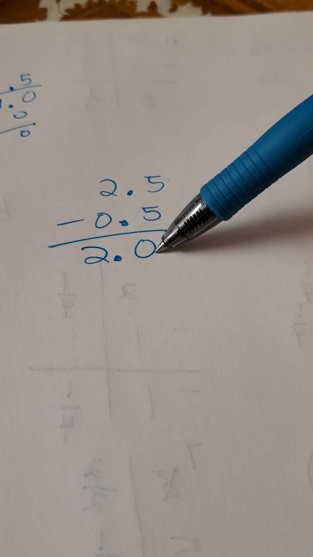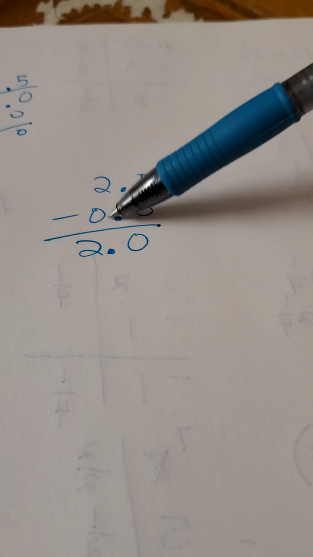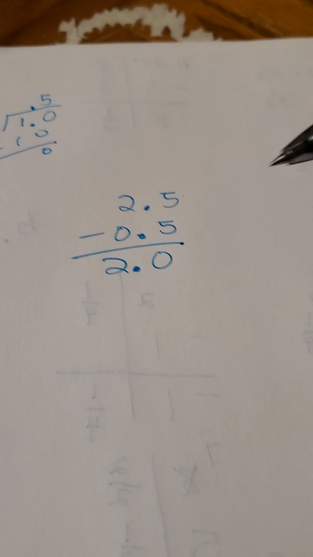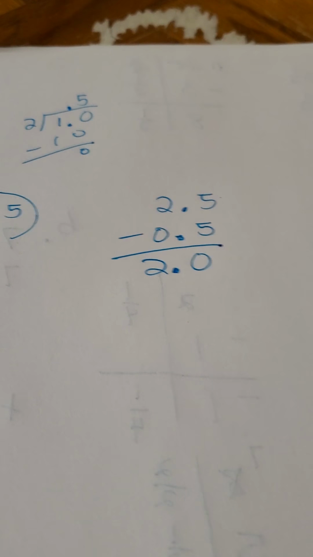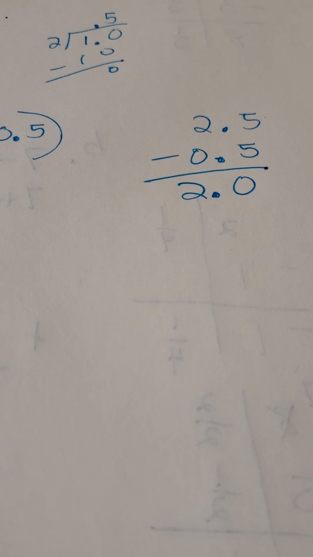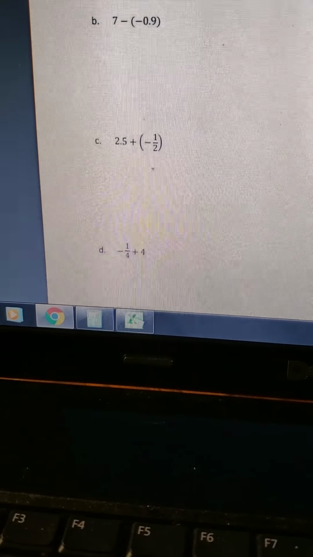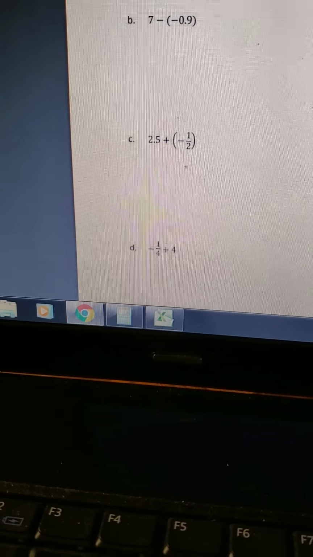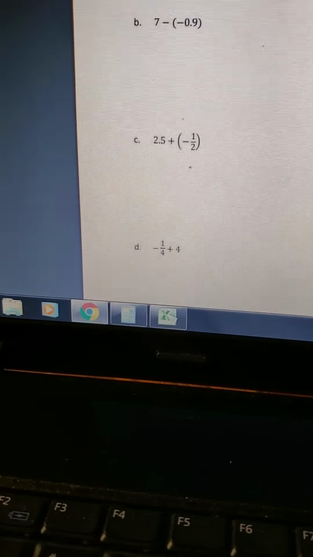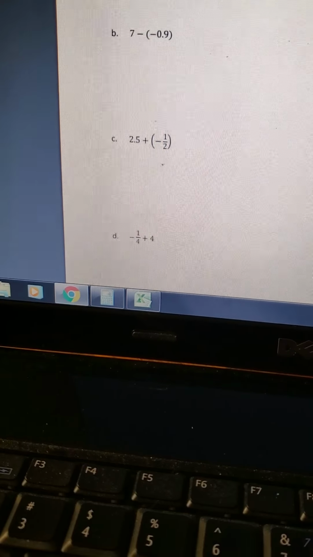5 minus 5 is 0, so that's perfectly fine. Decimals are all lined up. 2 minus 0 is 2. And we have 2.0, and the answer, because 2.5 is positive, and that's the larger number, that has to be positive also. All right. Now the last one, this one's actually pretty quick. We have a negative 1/4 or 1/4 plus 4. So go ahead and work that one out, and when you're done, continue.